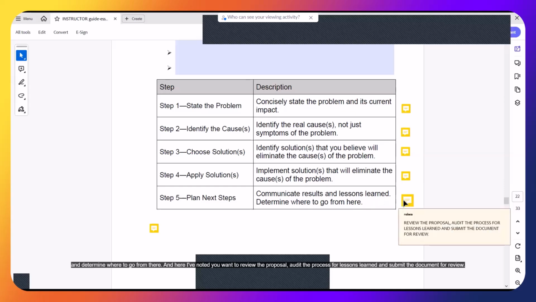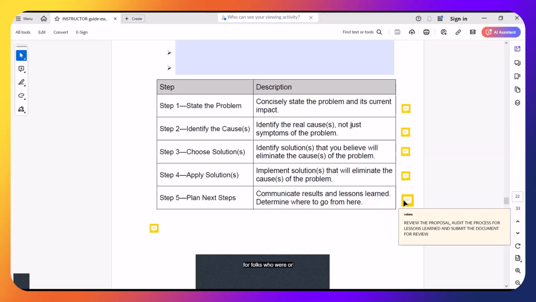And here I've noted you want to review the proposal, audit the process for lessons learned, and submit the document for review. So that's something called a postmortem or an after action report for our folks who were or potentially still are in the military. That's the idea. The idea is to look back and see what went well, what could have been improved on, and so on.